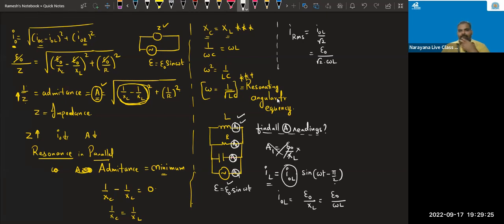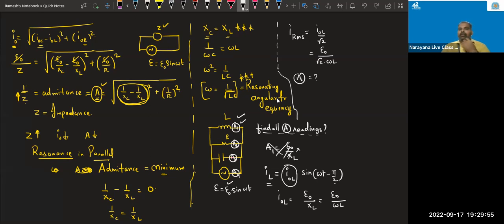Sir, for A2 fine. A3 can I say, sir? Tell. E naught omega C by root 2, sir. A3 correct. Very good. Sir, A2 equals E naught by R, E naught by root 2 R. Shabash. A1 equals I naught sin omega t. Shabash. Perfect.